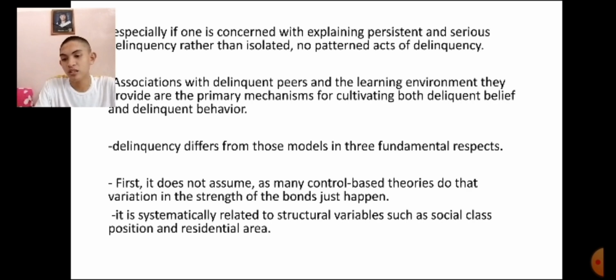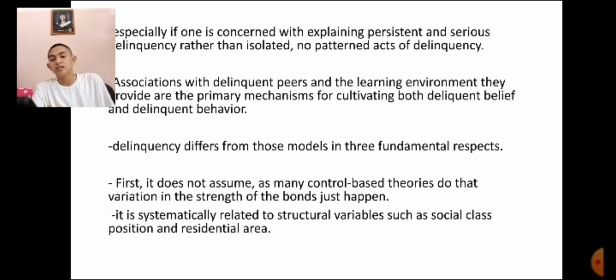Associations with delinquent peers and the learning environment they provide are the primary mechanism for cultivating both delinquent beliefs and delinquent behavior. So this is associated with peers, neighbors, or people close to a person who show delinquent behavior, providing the primary mechanism to cultivate it.